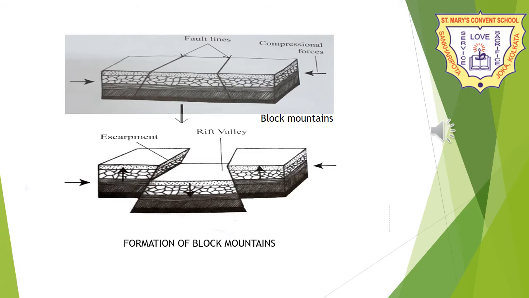Now this diagram shows the formation of block mountains. Here we can see in the first diagram that there are two fault lines. And if there are two parallel fault lines, then the land in between these two fault lines submerges or subsides and forms a rift valley, and the uplifted land is called block mountains.